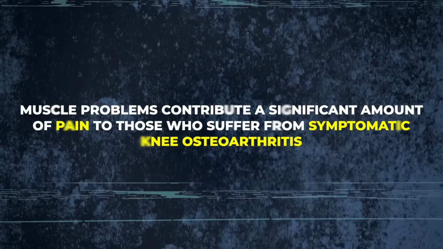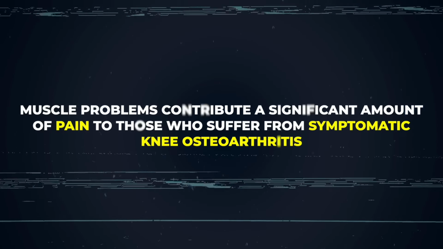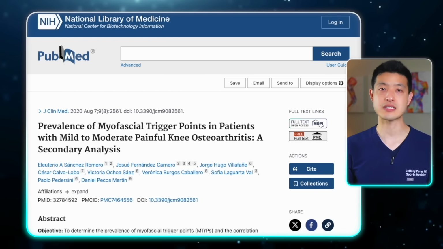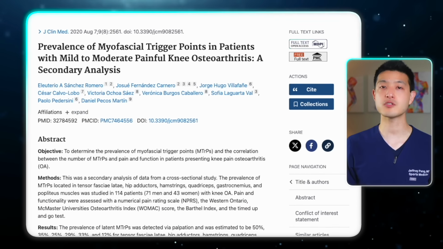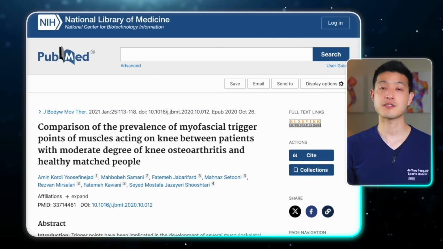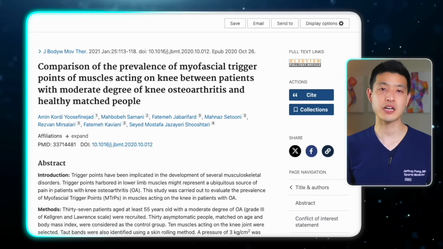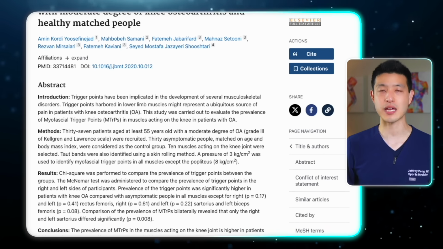What many physicians don't realize, and what many people don't understand, is that muscle problems contribute a significant amount of pain to those who suffer from symptomatic knee osteoarthritis. This study found that the prevalence of myofascial trigger points in the muscles around the knee was up to 50% in patients with mild to moderate symptomatic knee osteoarthritis. Moreover, this study found that those with moderate degree of knee osteoarthritis had significantly more myofascial trigger points in their muscles when compared to asymptomatic age-matched subjects.